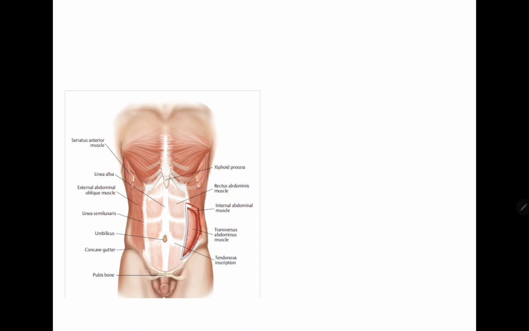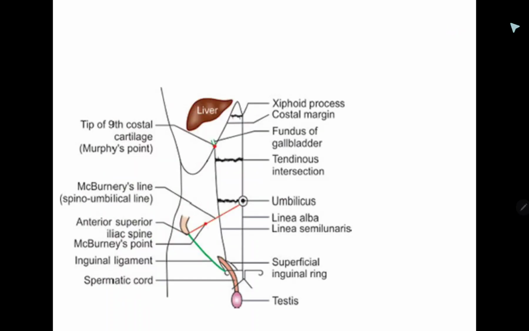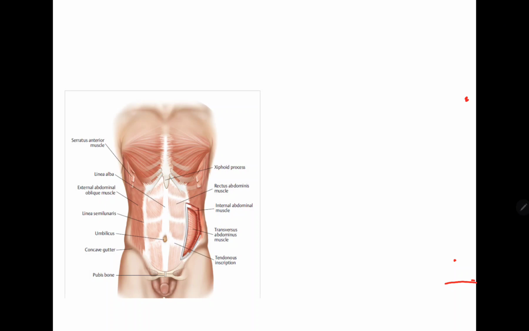2 more terminologies we are going to see. One is the linea alba. The linea alba is a midline structure, a white line that passes through the middle of the anterior abdominal wall. Another one is the linea semilunaris.